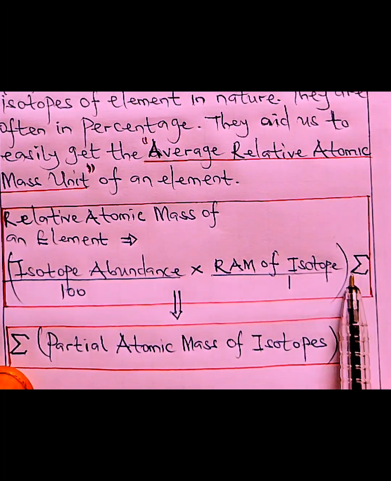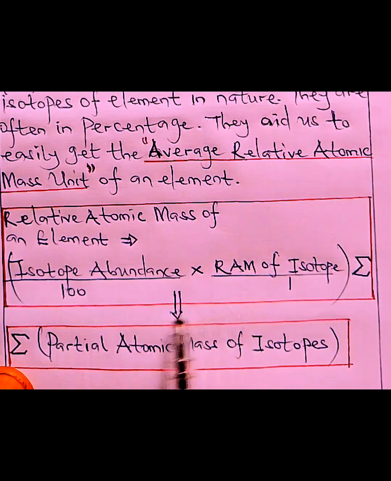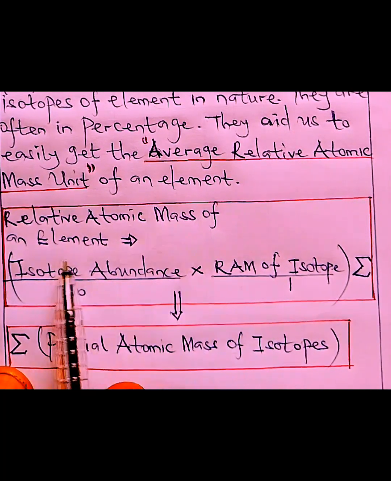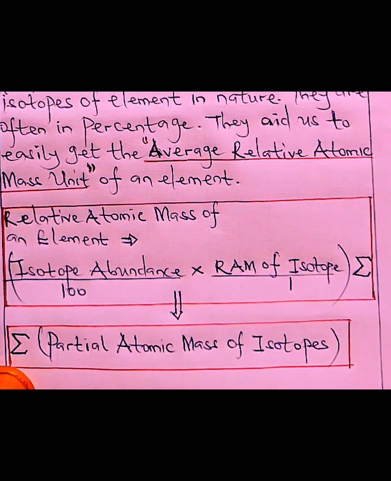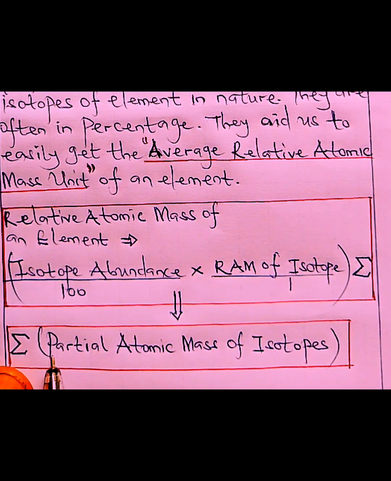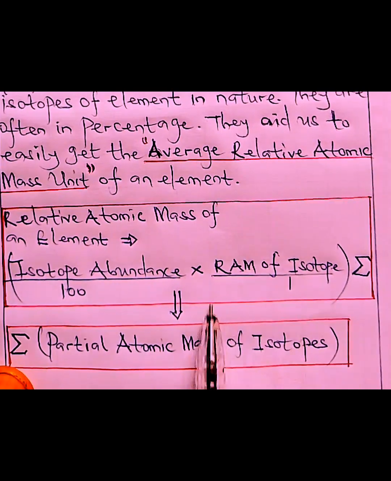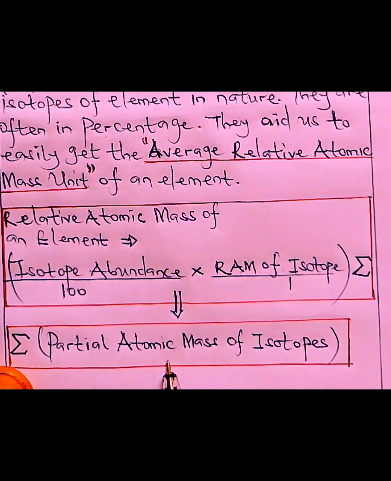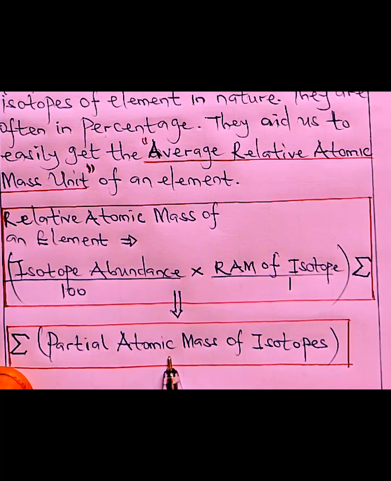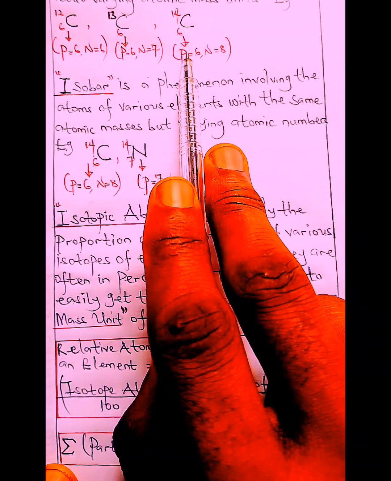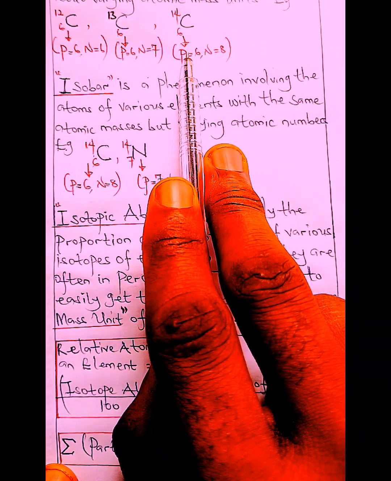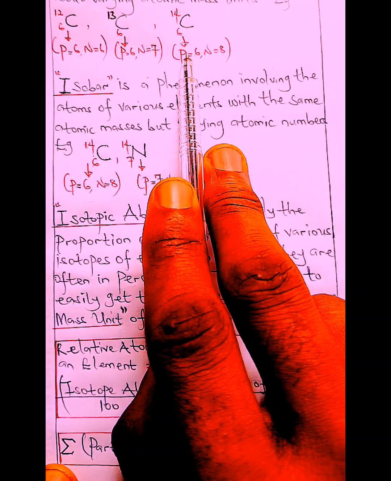Now, what do we do? We get the summation of all this. So if we want to get the relative atomic mass of an element, or the average relative atomic mass of an element, what we have to get is what we call the partial atomic mass of each isotope. All this brings about what we call the partial atomic mass of a given isotope. So this is what it is. By the time we are given various samples of a given element with different atomic mass units, that is, we call it isotopes. That's what the phenomenon is called.